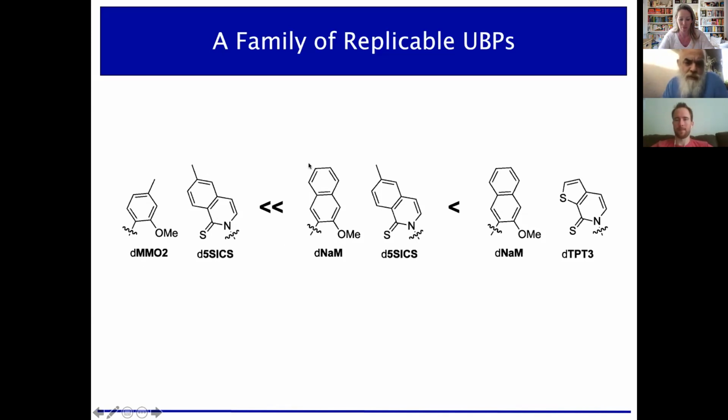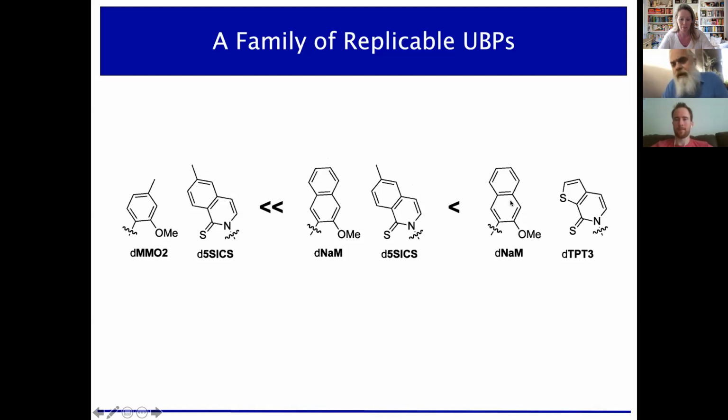That very quickly reinvigorated our design effort, and we came up with this 5,6 NAM pair by expanding MMO2 out with this aromatic ring positioned here. And it became a much better partner for 5,6 than was MMO2. And this was a very important pair for us because it was the first pair that we actually could replicate in a PCR reaction with high fidelity. So we were very excited by that. And I'm going to talk a lot about that in the next 10 minutes or so.